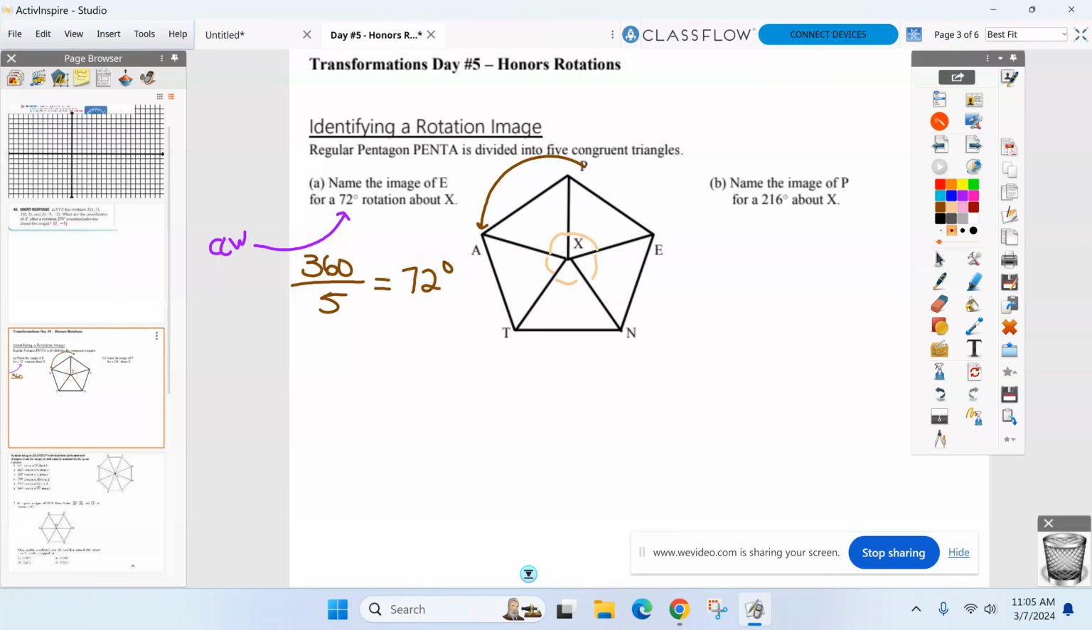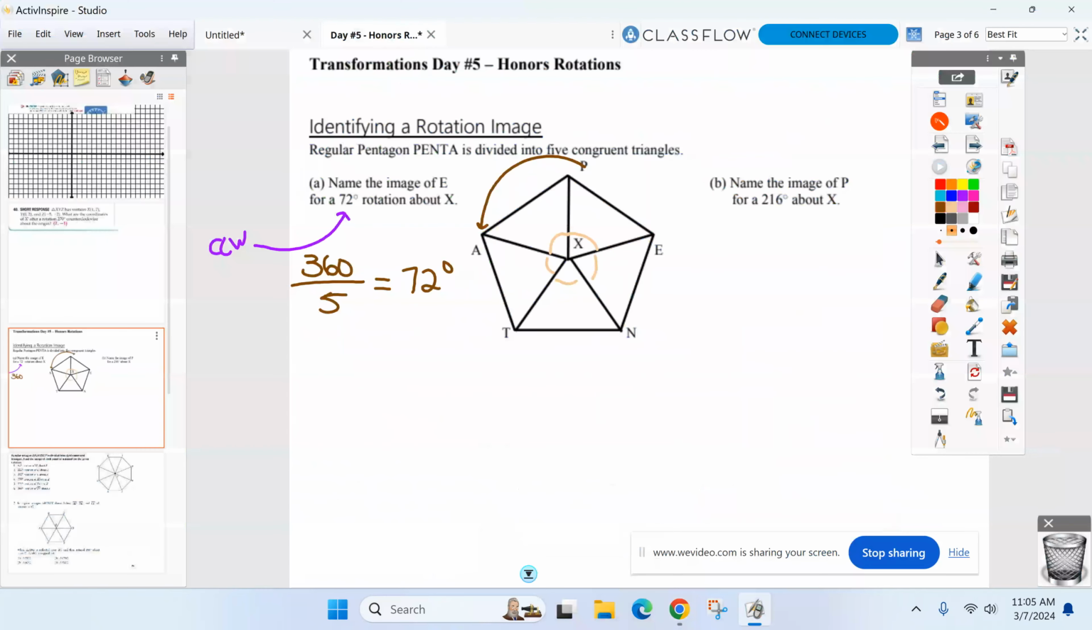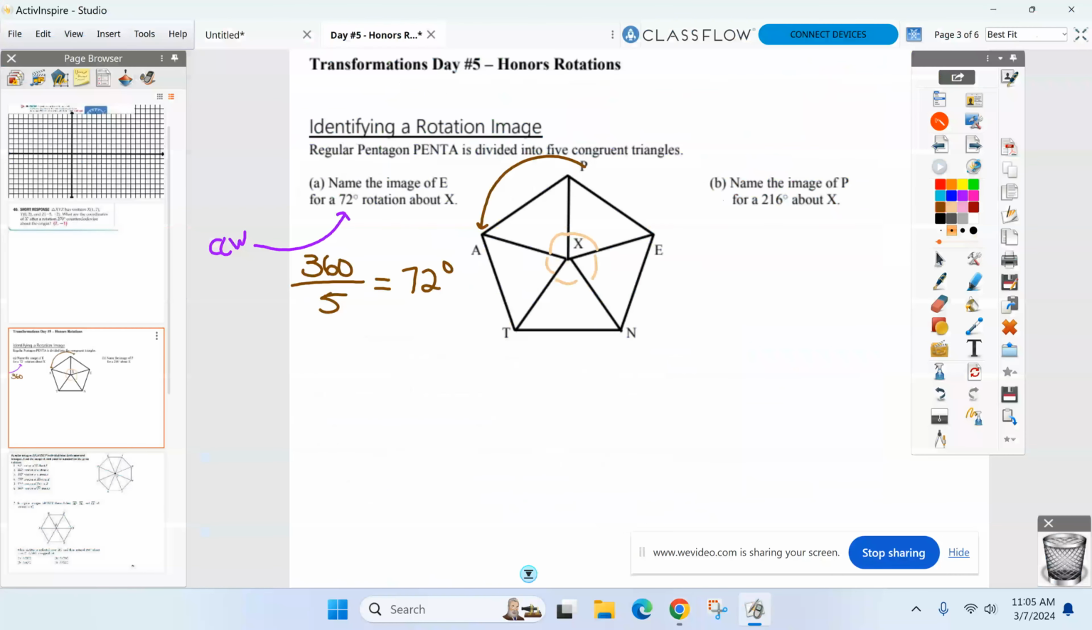Darn right I can. So if you start at point E, where do I end up after a 72 degree rotation going counterclockwise? Going counterclockwise. Where do I end up? Will, where do I end up? Point P, yep. We see how that worked now. I know 72 is a little odd, but at least I know it's every vertice I go 72 degrees.